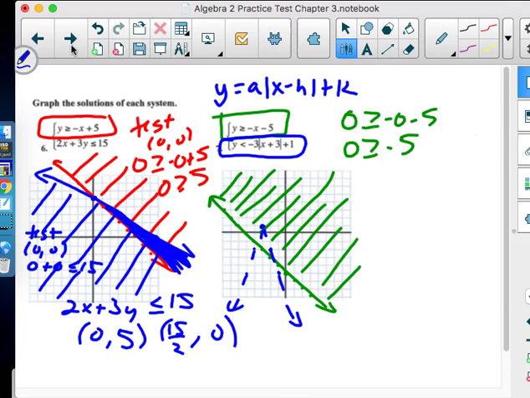Now this one says y is less than, which means we have to shade down. Well, since up would be up here outside of the V, that means down has to be inside of the V. But again, you could test a point. You could try 0, 0.